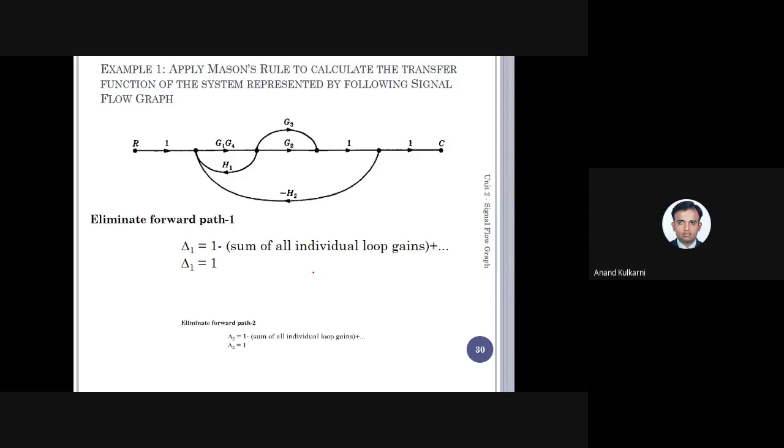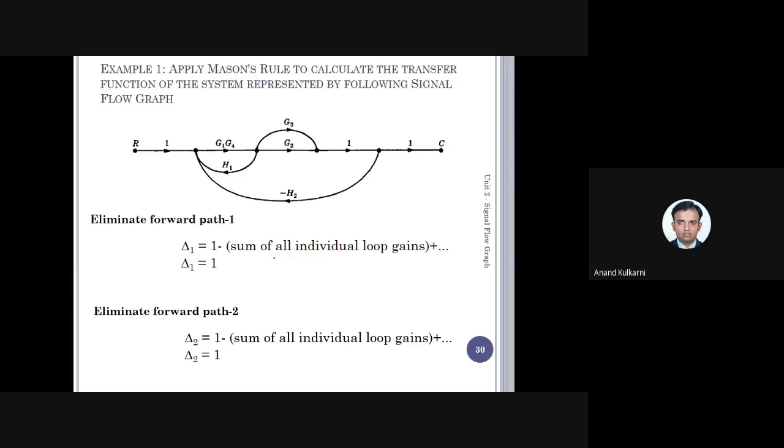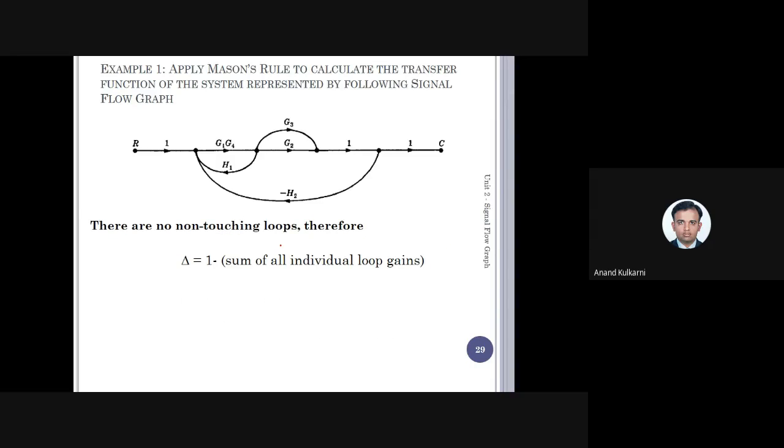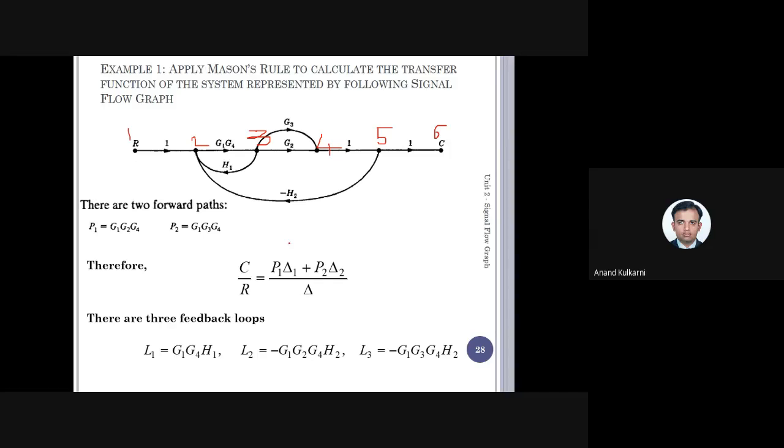Observe here. Delta 1 is the sum of all individual loop gains that we have taken into consideration, which are not touching. So one minute, before going to this step, is there any confusion pertaining to this? Is there any confusion pertaining to this step?